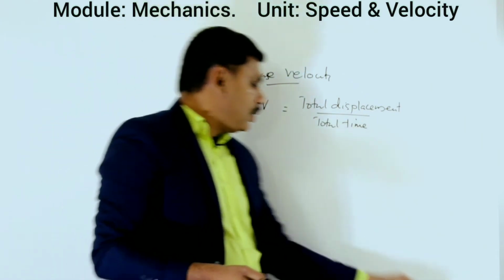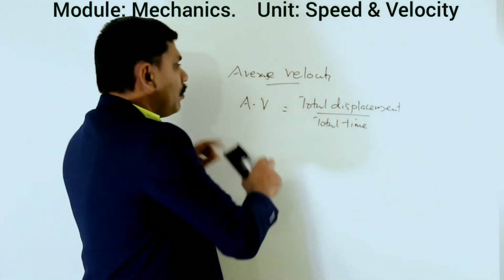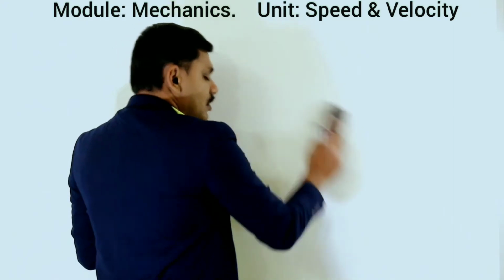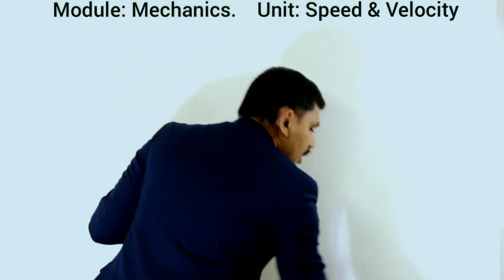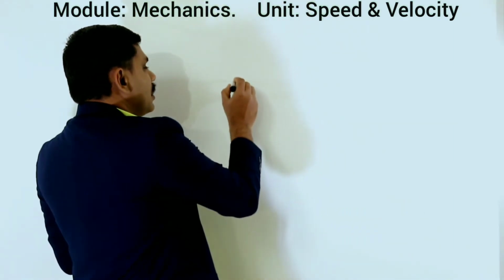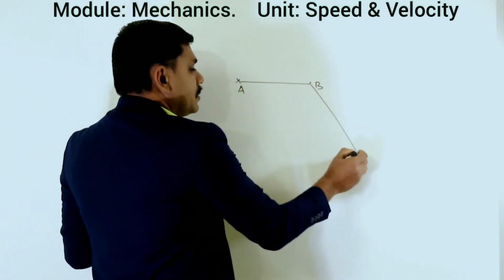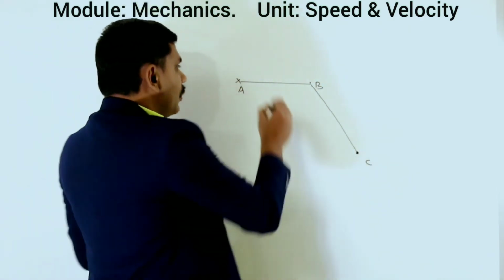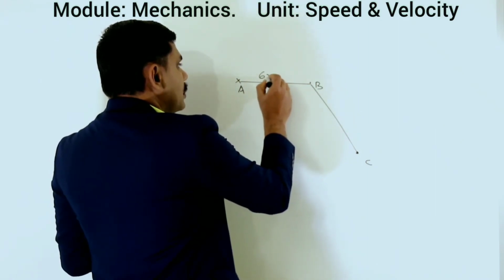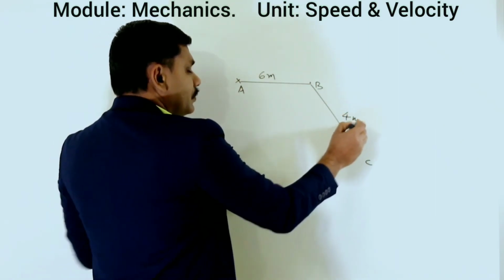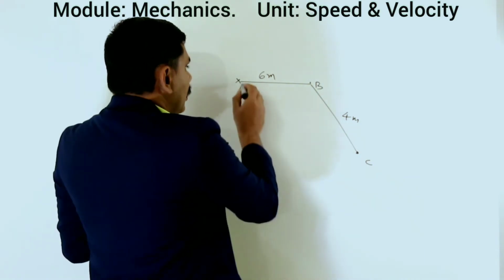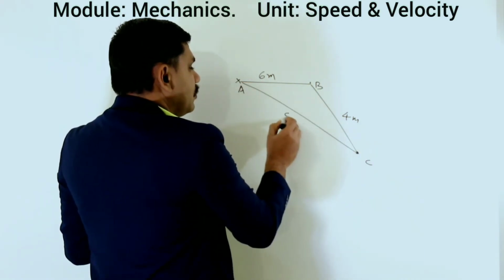By doing a simple problem, you can understand the difference between average speed and average velocity. The same one we can take, A, B, C. For example, this is 6 meter, this is 4 meter, and this 8 meter.